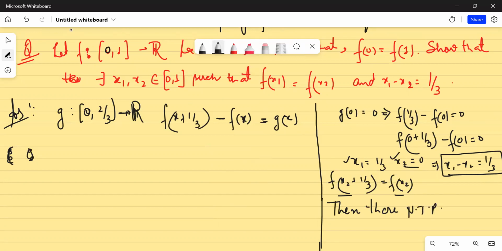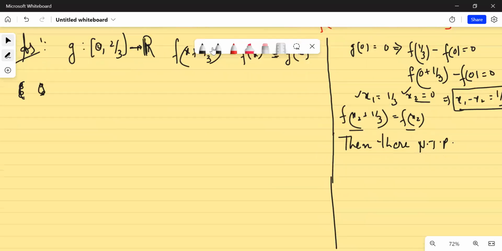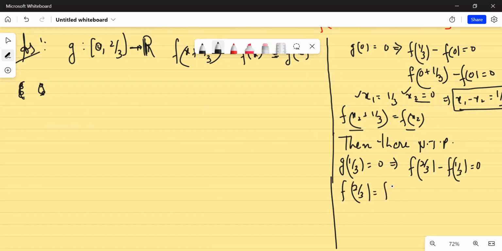And similarly, the other case I was writing, I think I was right there also. So if the other case is like if g of 1 by 3 is equal to 0, then what does it mean? It means f of 2 by 3 minus f of 1 by 3 is equal to 0. Or in other words, I can say that f of 2 by 3 is equal to f of 1 by 3. Let's say this is x1. Let's say it is x2. Clearly, x1 minus x2 is equal to 1 by 3. And fx1 is equal to fx2, right? Yes. Then again, there is nothing to prove.